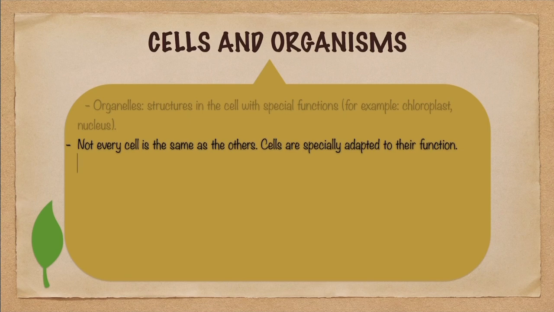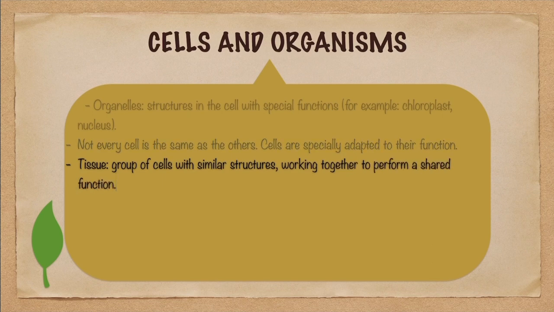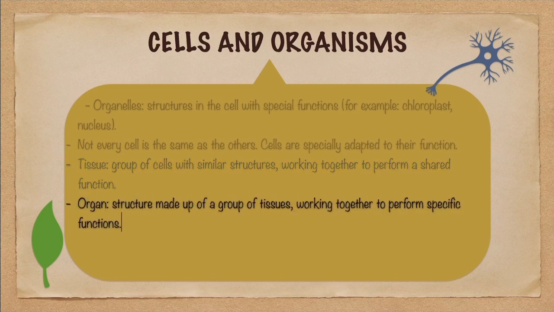Now, a tissue. A tissue is a group of cells with similar structures, and they work together to perform a shared function. An organ is a structure made up of a group of tissues working together to perform specific functions. For example, here we have the heart. It is an organ. And we have the brain, another organ, and the bones and the skin, and everything is an organ. Everything in our body is an organ.